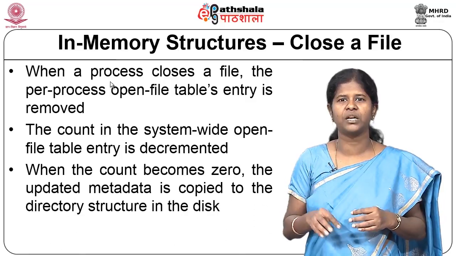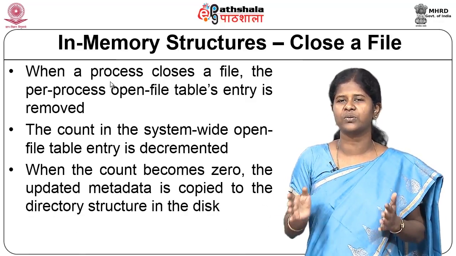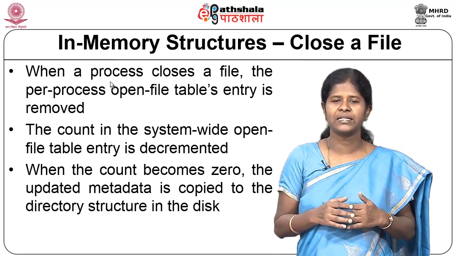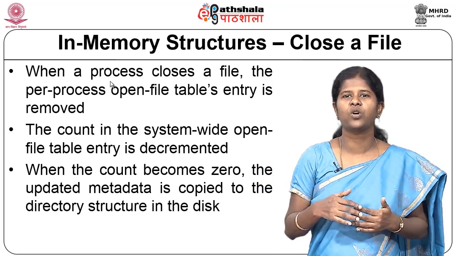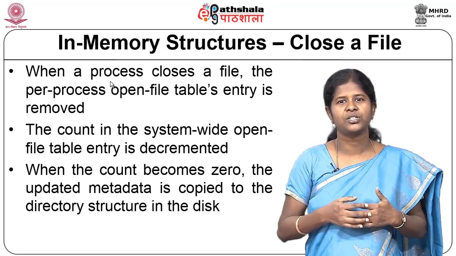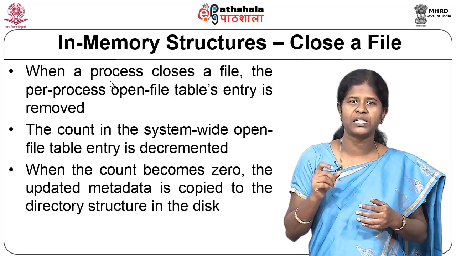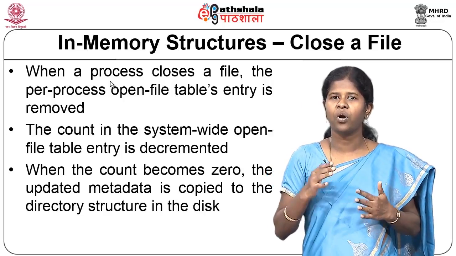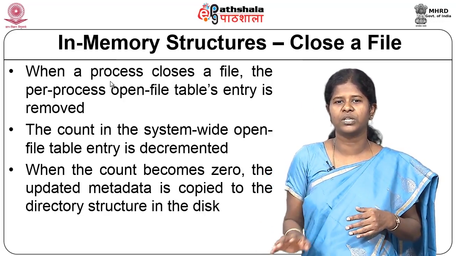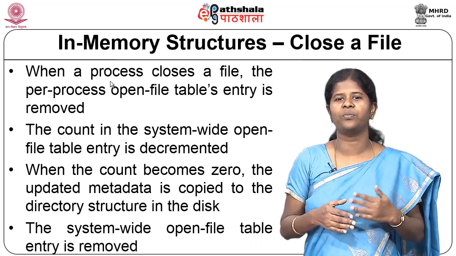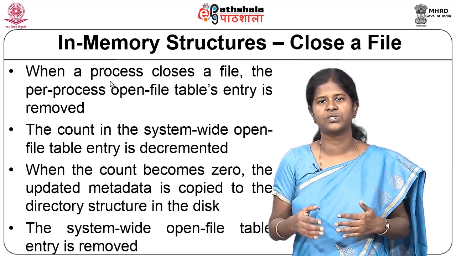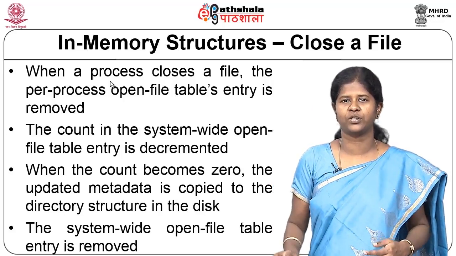If the count becomes 0, then it means that no process is using that file as of now; this was the only process that was using it, and hence the updated metadata is copied to the directory structure in the disk. So, you had something called an FCB that is maintained in this entry, which has information or metadata about that file. All this information is copied onto the disk. The system-wide open file table entry can be removed now because the count here is 0; no other process is using this file as of now.